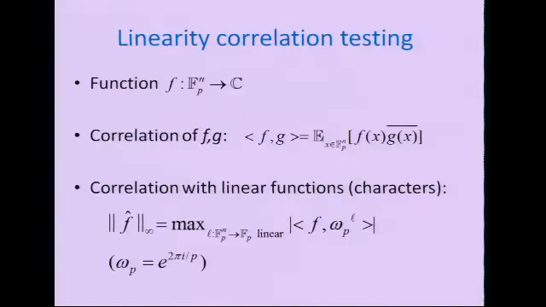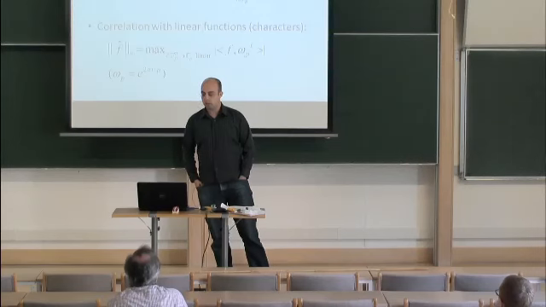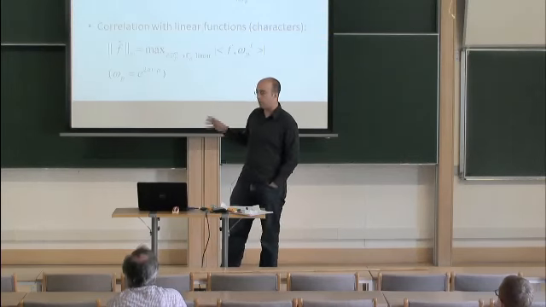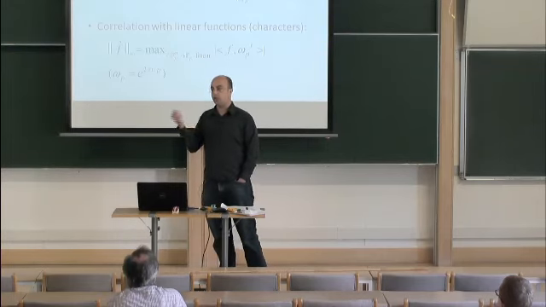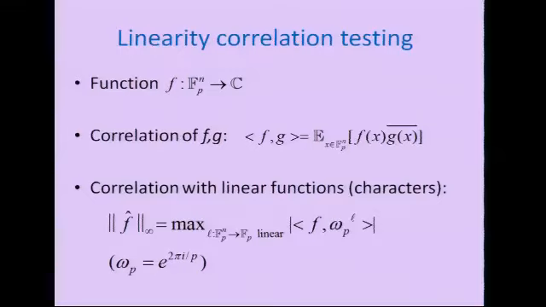So let me now define it a bit more formally, and then I'll start with the example of linearity testing, which is the simplest one to explain, and I'm sure many of you have seen it. So you're given some function from F_p^n to the complex numbers. The correlation of two functions is just an inner product, and then we say a function has correlation with linear functions if it has some noticeable Fourier coefficient. Another way of putting it, we have this set of characters, and we're just measuring the maximal correlation of our function with some character. And so that's a global property.